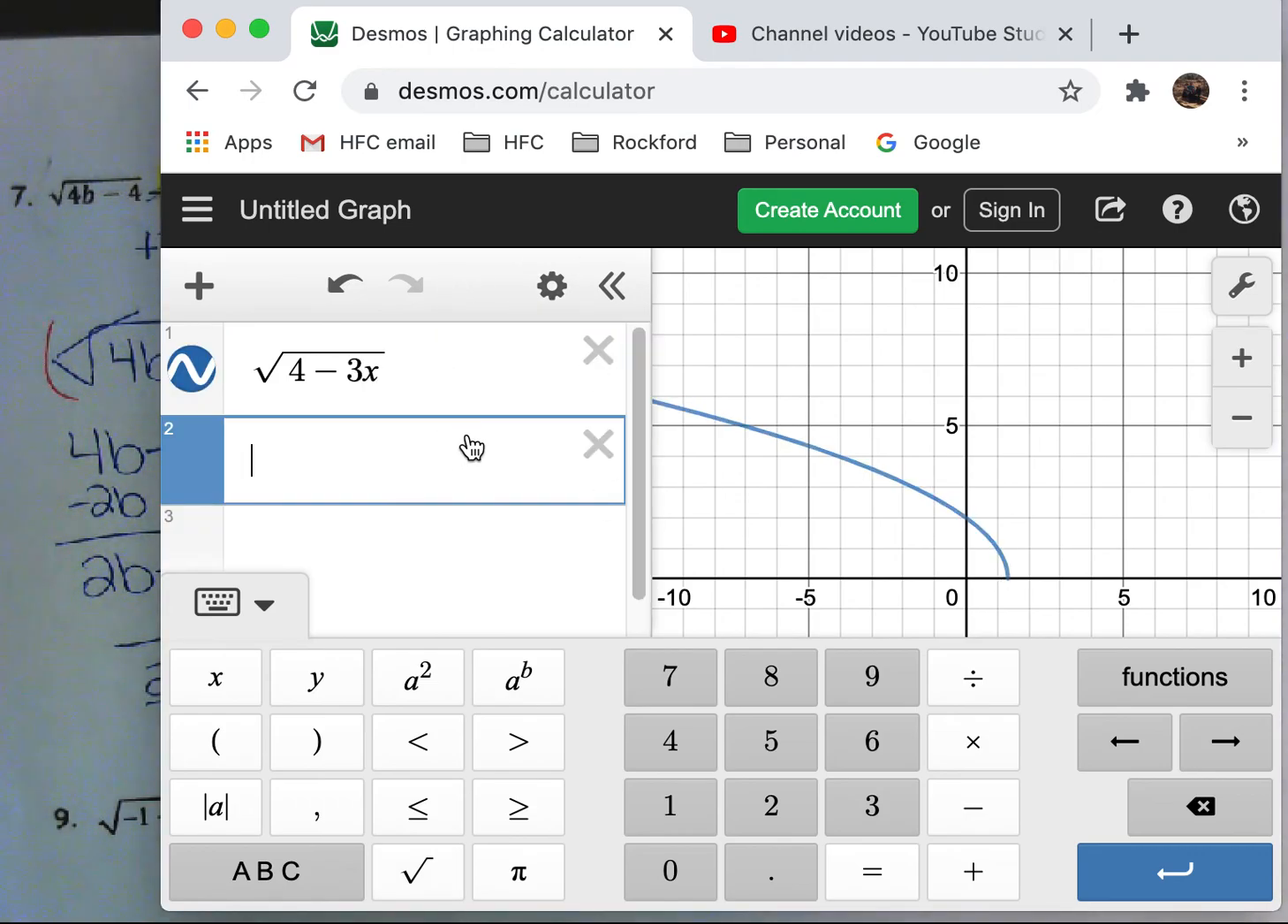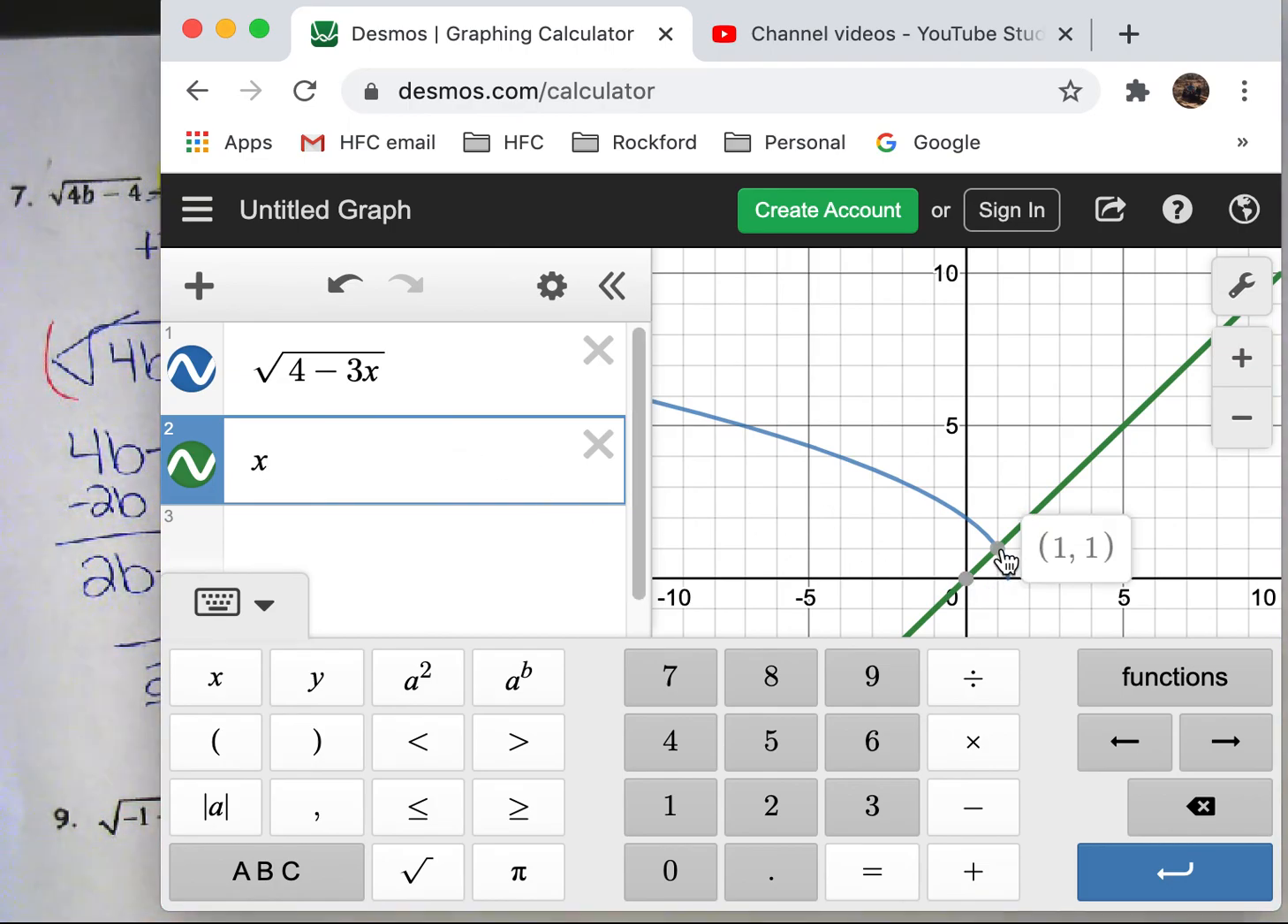And so our next equation would just be x. Notice that is where they cross. Do you see how they only cross when x is 1? They do not cross when it's -4. So this is another way to kind of test it.